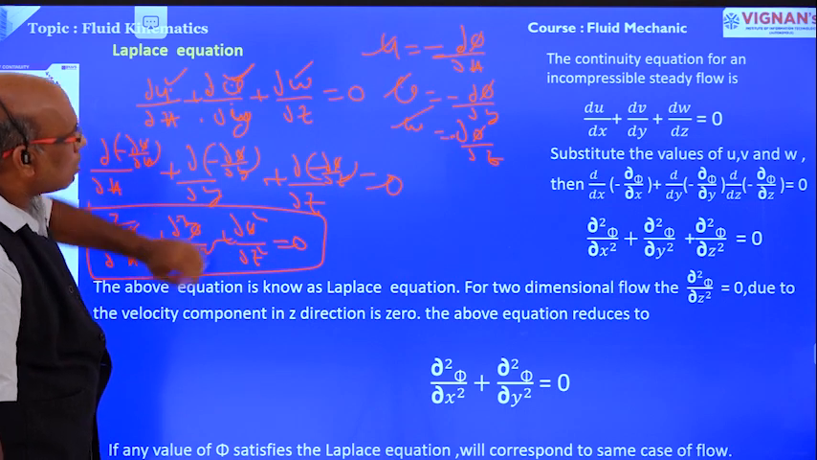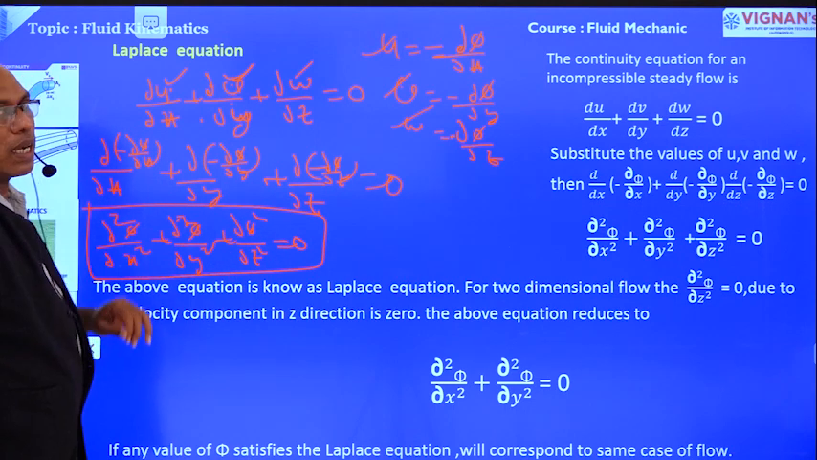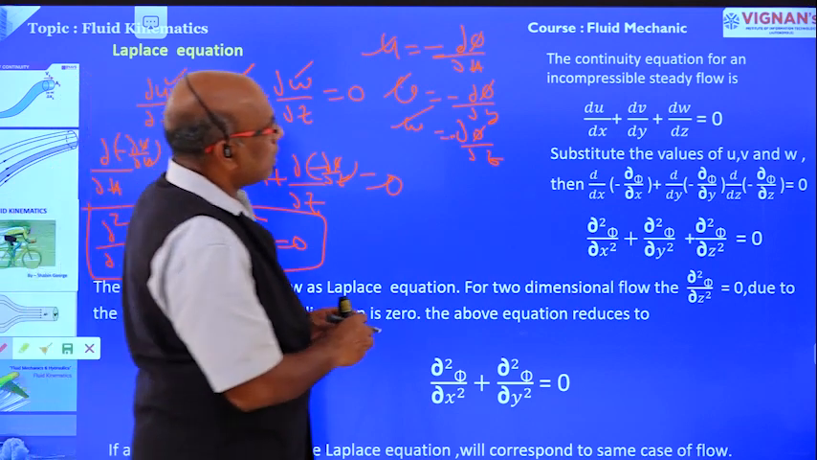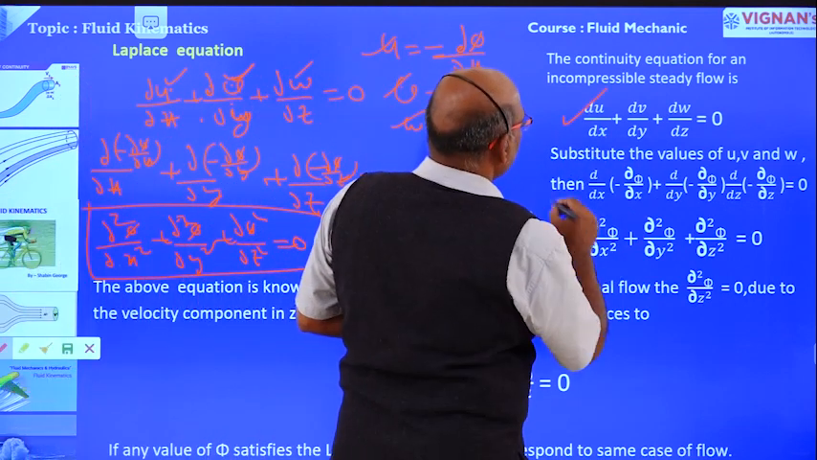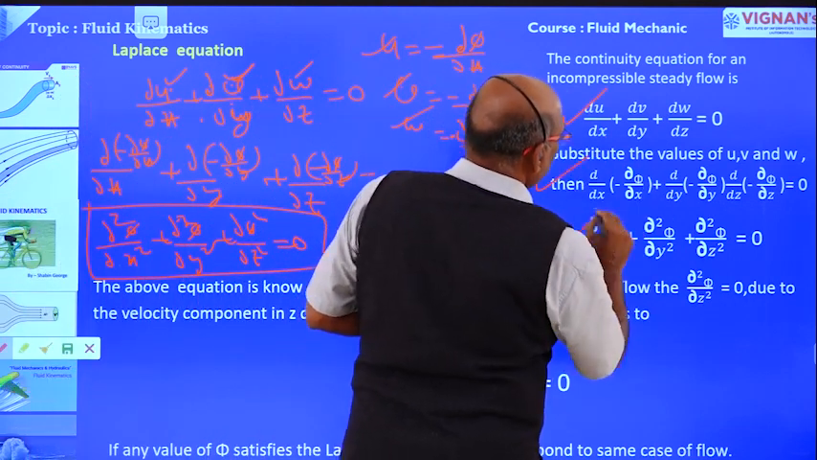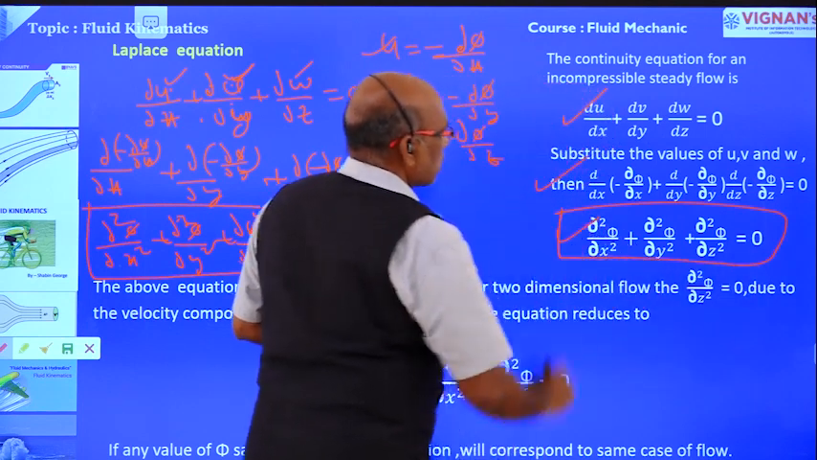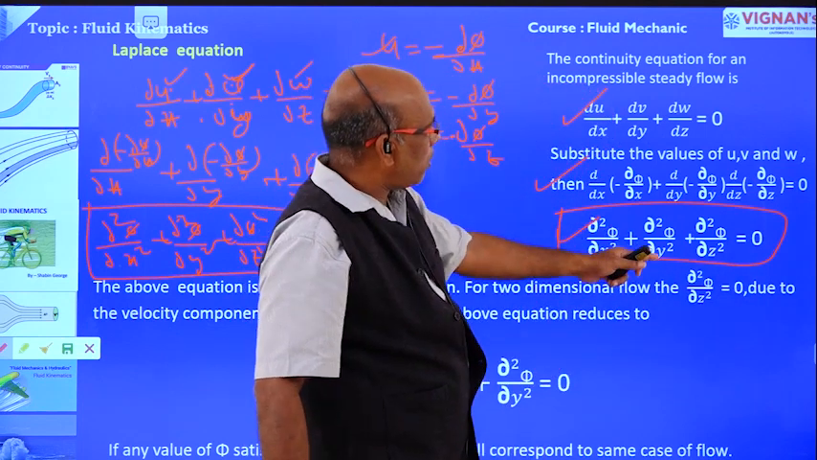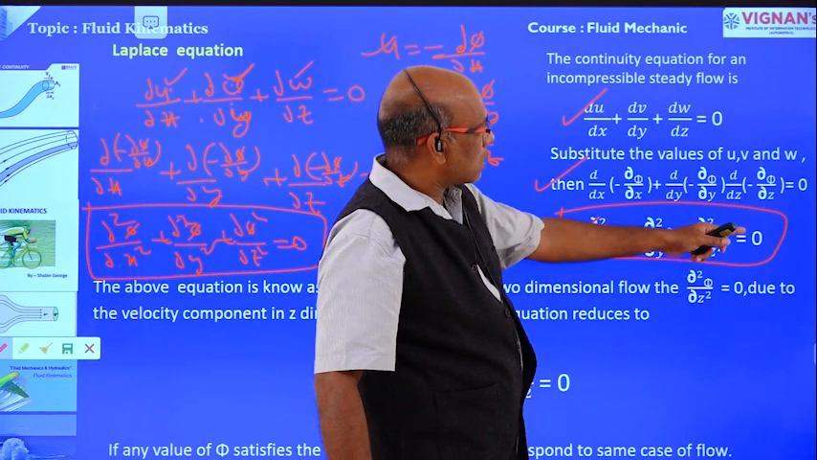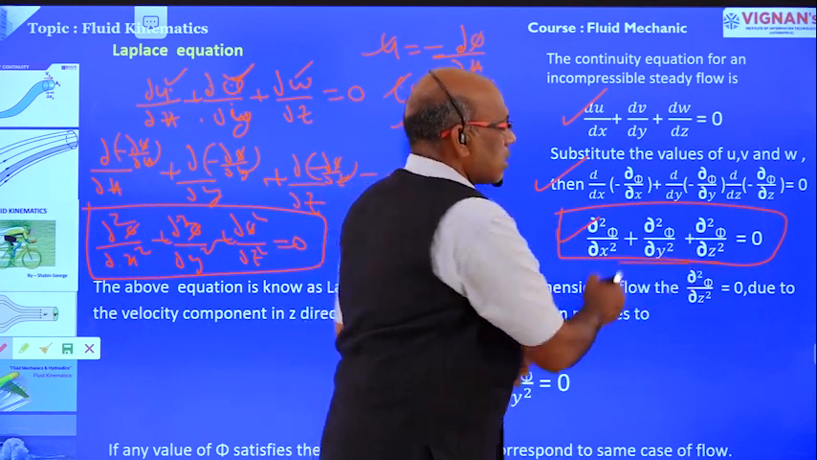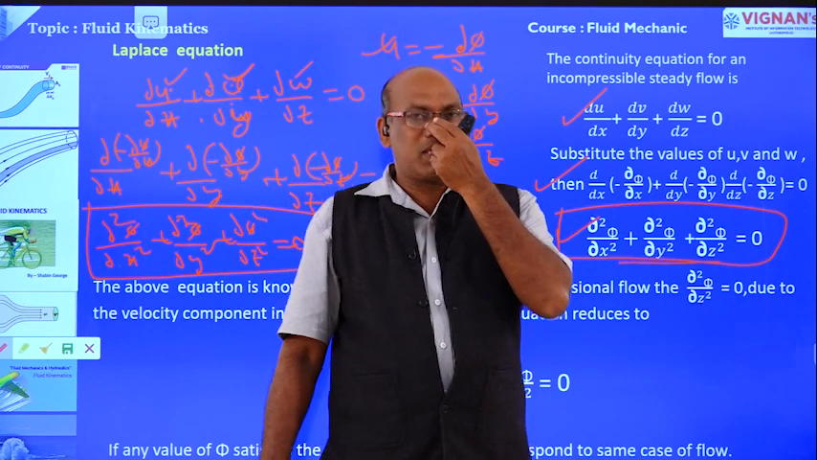This is known as the Laplace equation in three-dimensional flow. This is the continuity equation. Substituting values here, finally we have the Laplace equation: ∂²φ/∂x² + ∂²φ/∂y² + ∂²φ/∂z² = 0. This is in case of three-dimensional flow.